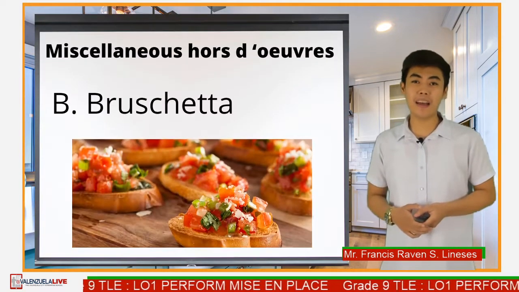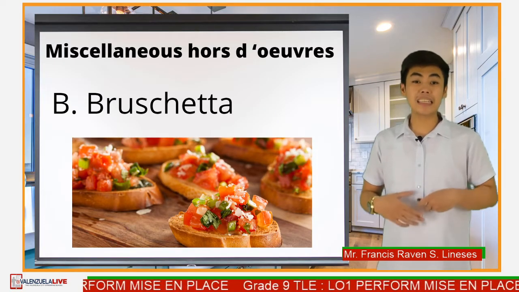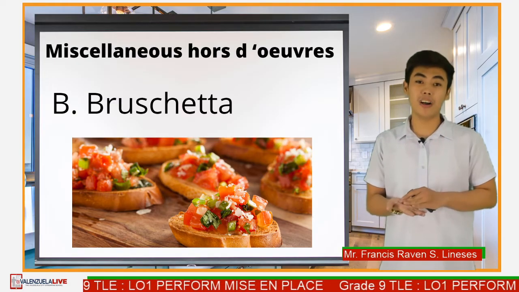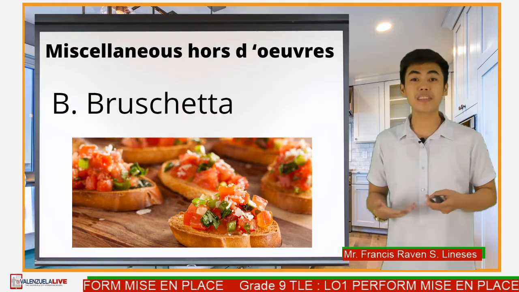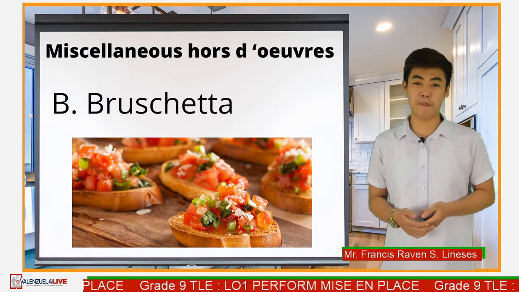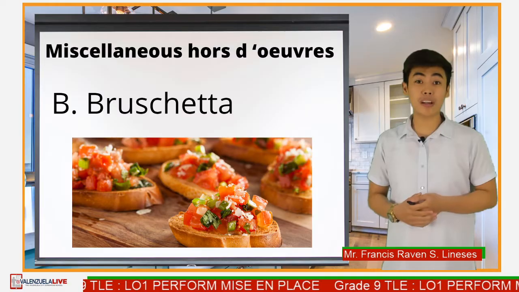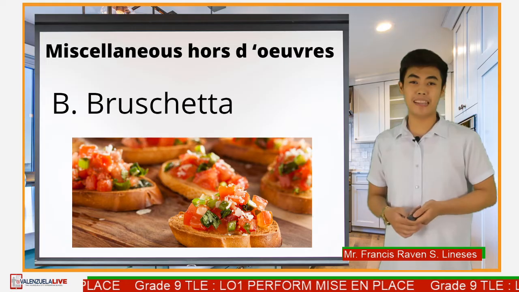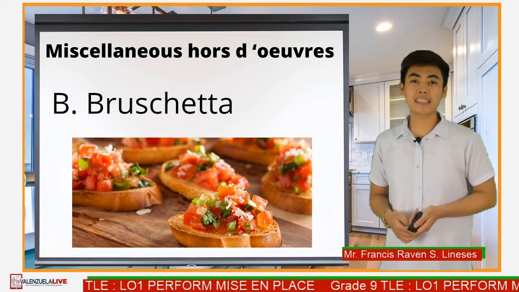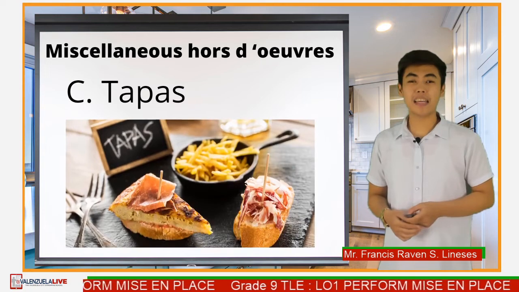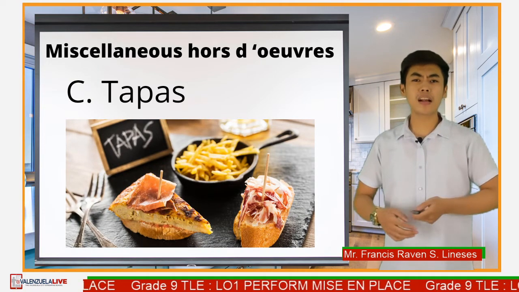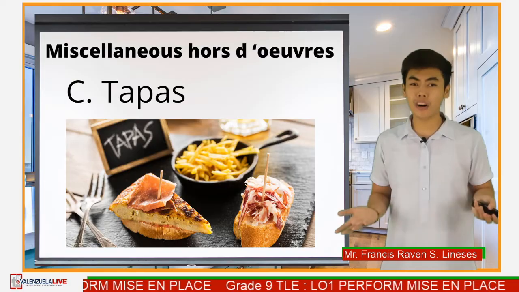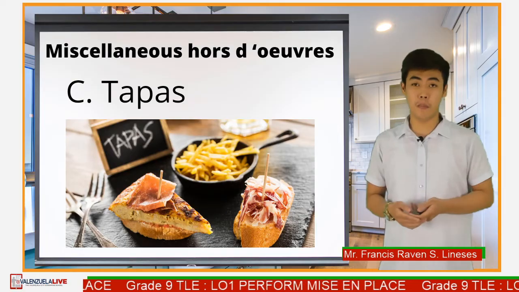Then letter B, we have the bruschetta. This came from a slice of Italian bread rubbed with garlic, olive oil, and toasted and served with toppings like canapes. For this, you can use our local bread and just follow the process on how to prepare it. Next, letter C, we have the tapas. These are small food items intended to be eaten with wine or other alcoholic beverages available in the bar.